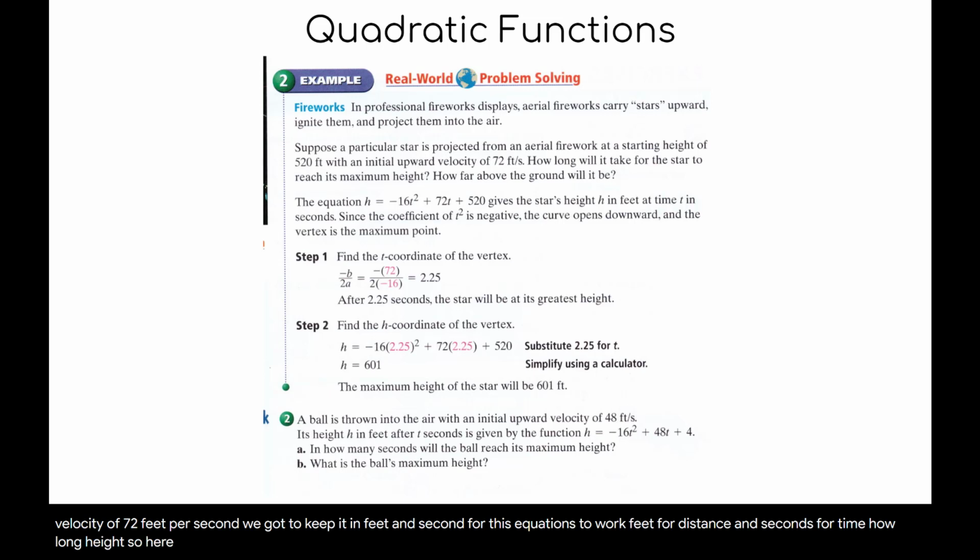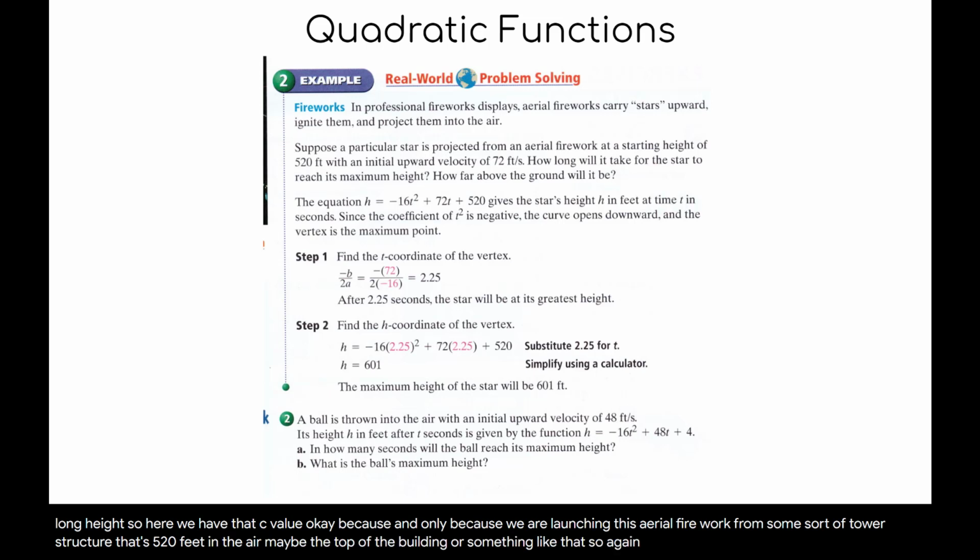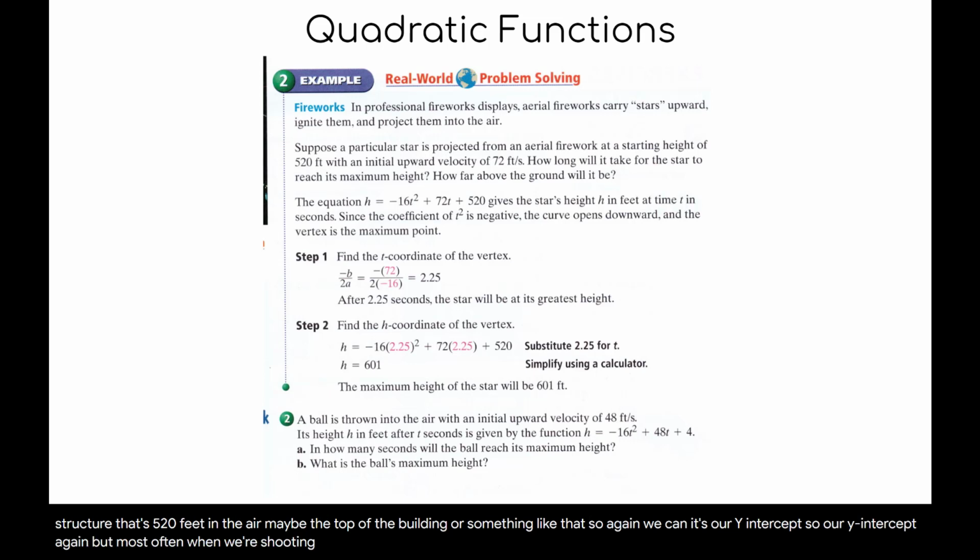So here we have that c value, because, and only because, we are launching this aerial firework from some sort of tower structure that's 520 feet in the air, maybe the top of a building or something like that. So again, it's our y-intercept. But most often when we're shooting something off of the ground, that y-intercept is 0, so we won't see it. However, if there is a c value, that means we are launching something from a height above the ground.